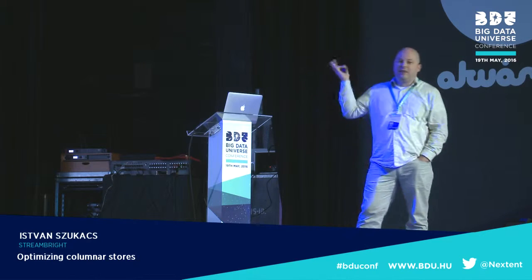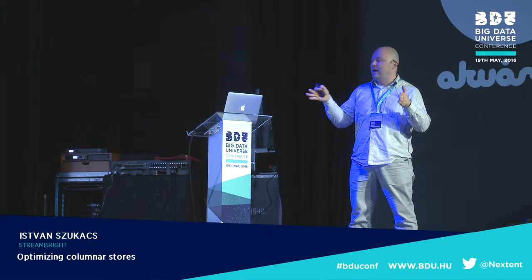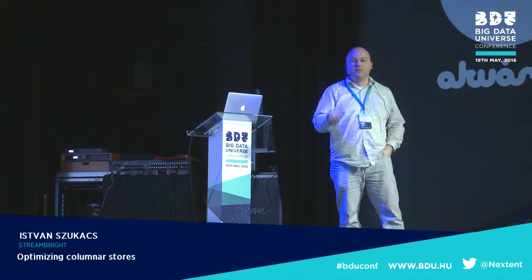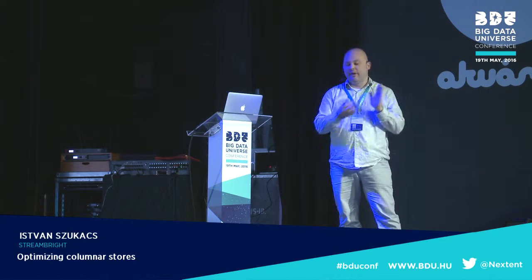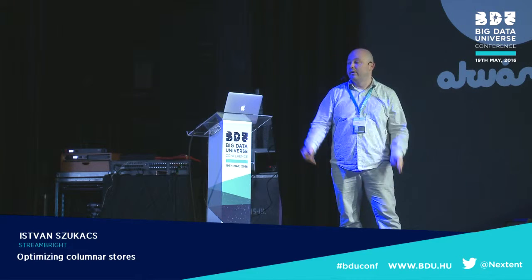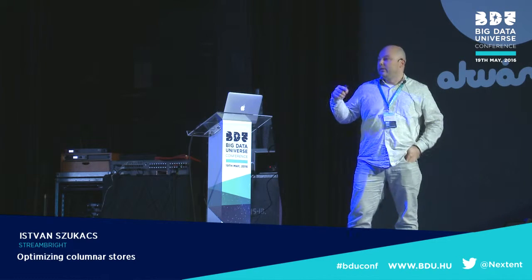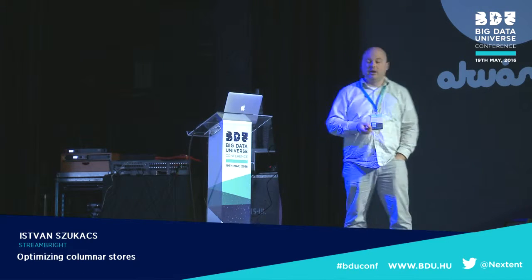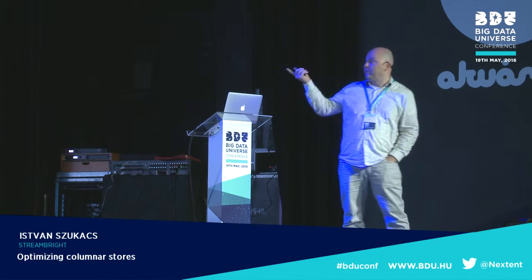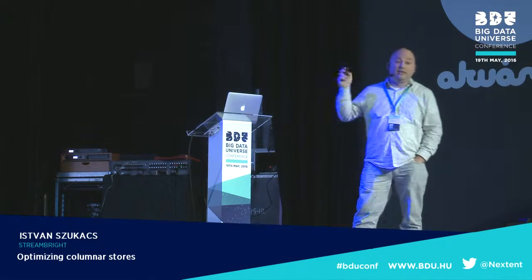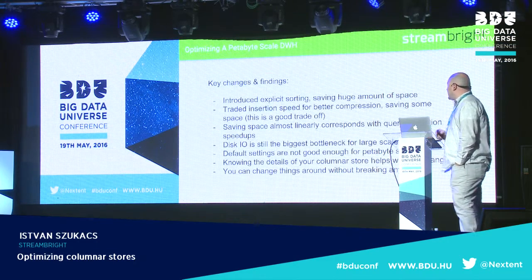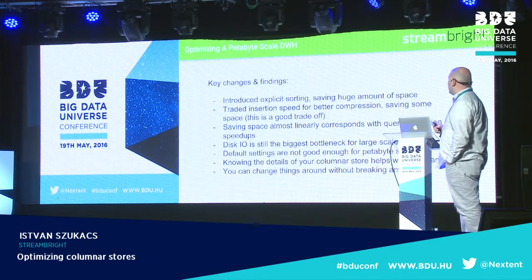Essentially, enabling the sorting on the widest column enabled the ORC file to compress it better, use a much better run length encoding on the data, and also the compression algorithm change saved us this much. And the query performance went up as a side effect because I decreased the amount of data on disk. So we got the key changes and findings.